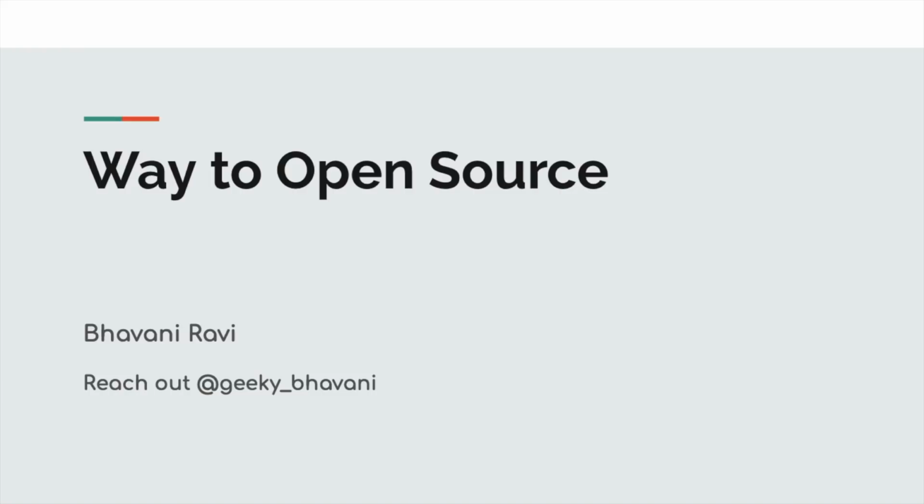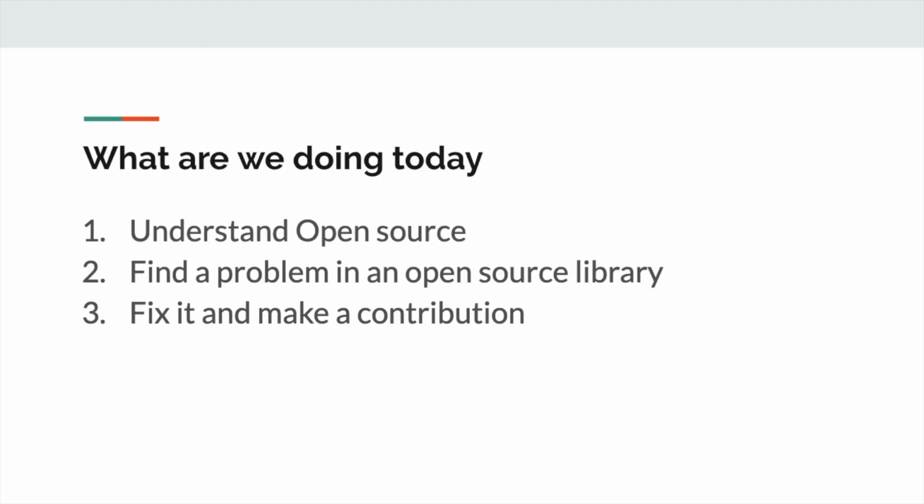So what are we going to look at today? What we are going to do today is understand what open source is, and then find an open source library which has a problem, actually fix the problem, and give a pull request. So that's what we're going to work on today.